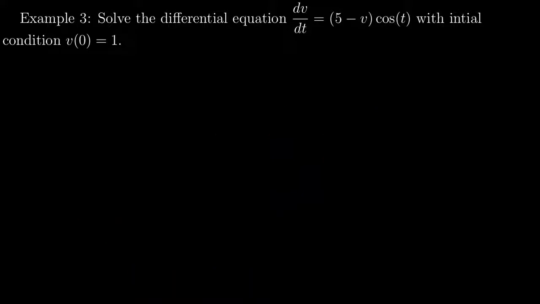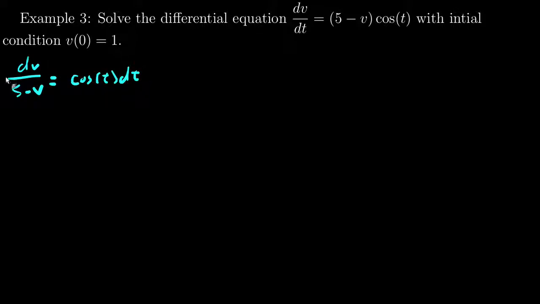One last example, and this example is similar to an AP problem that showed up on the 2014 free response for the AB, and I think the BC test as well. I'm going to start off the same way. I'm going to divide both sides by 5 minus v and multiply by dt. So I get dv over 5 minus v equals cosine of t dt.